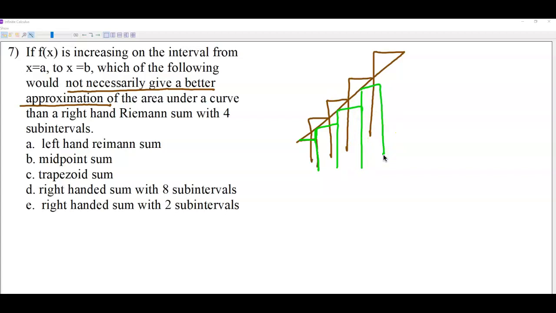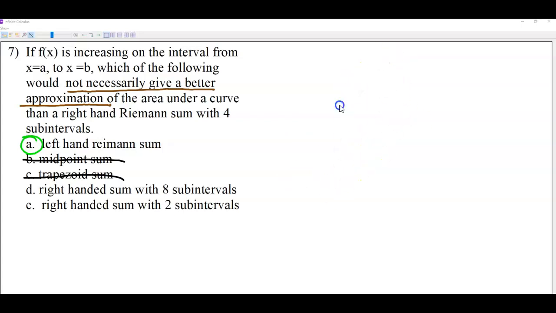So I would say a left-handed Riemann sum does not necessarily give a better approximation, it just gives an under approximation. Now, midpoint and trapezoid sums, we're going to cross this off. Those always give better estimations than left or right-handed sums because they make up for their error. Whether you're doing a midpoint sum or a trapezoid, they always get closer.